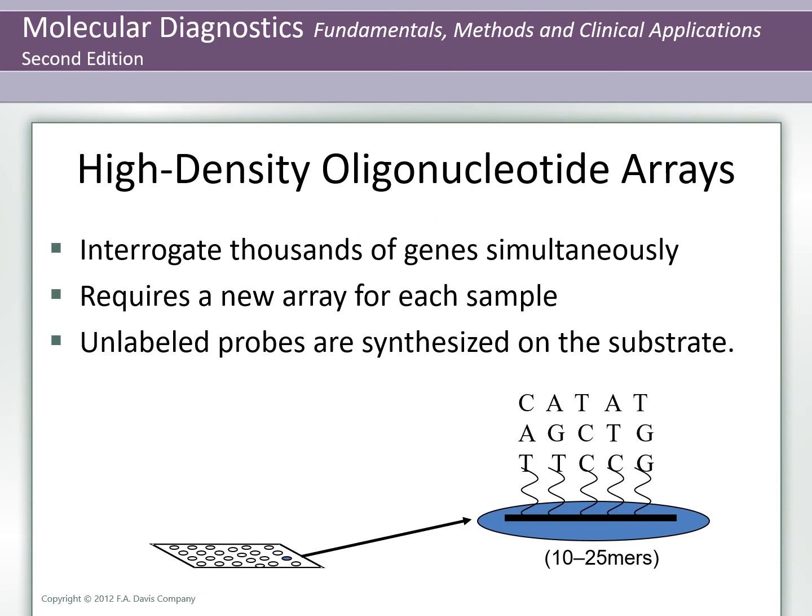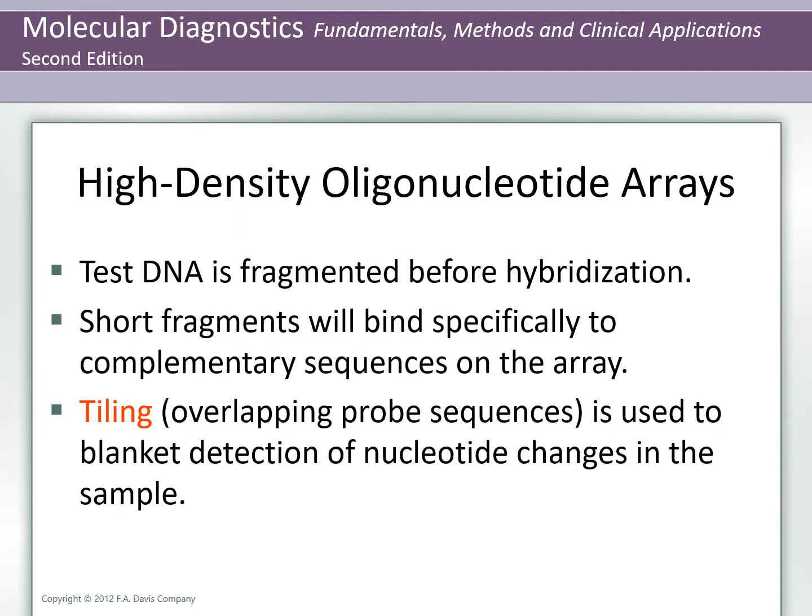Mutation analysis, such as that for the p53 tumor suppressor gene, can be performed using array technologies such as high-density oligonucleotide arrays. This method can interrogate thousands of genes simultaneously. It does require a new array for each sample, and it involves unlabeled probes that are synthesized on the substrate. Arrays such as high-density oligonucleotide arrays are designed to test multiple genes for sequence mutations.